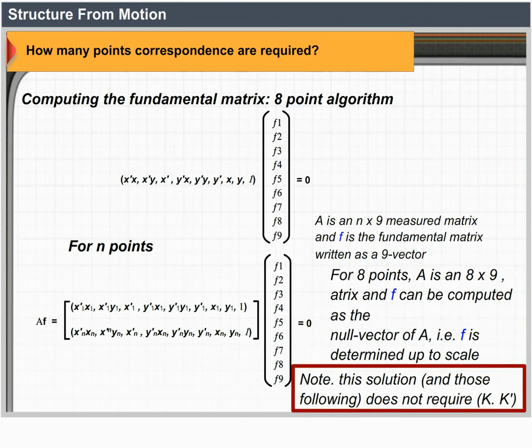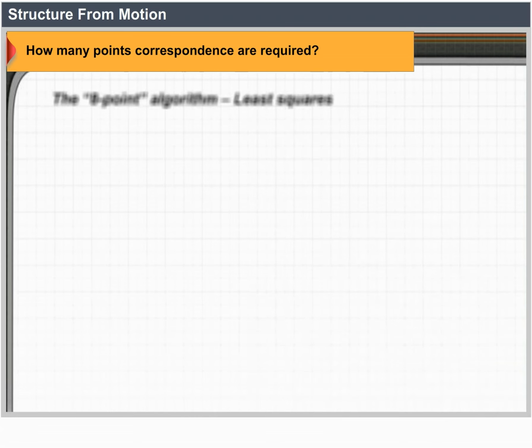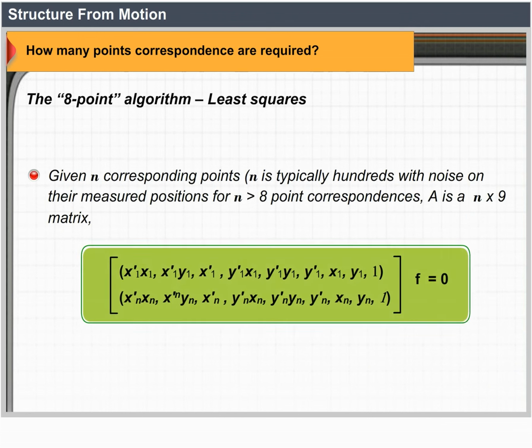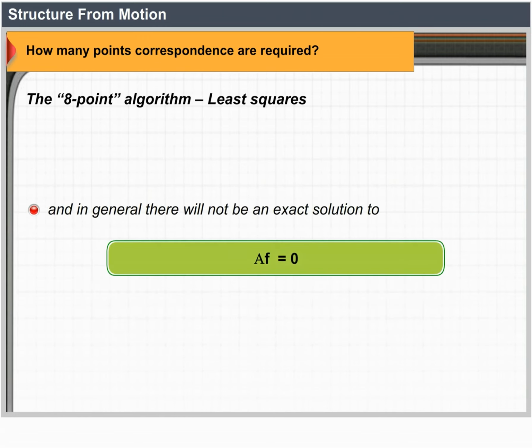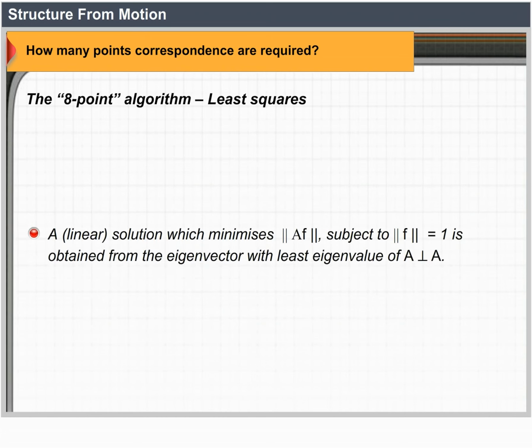The 8-point algorithm, least squares. Given n corresponding points, n is typically hundreds, with noise on their measured positions. For n greater than 8 point correspondences, A is an n by 9 matrix as shown below. In general, there will not be an exact solution to AF equals 0. A linear solution which minimizes norm of AF subject to norm of F equaling 1 is obtained from the eigenvector with least eigenvalue of A transpose A.